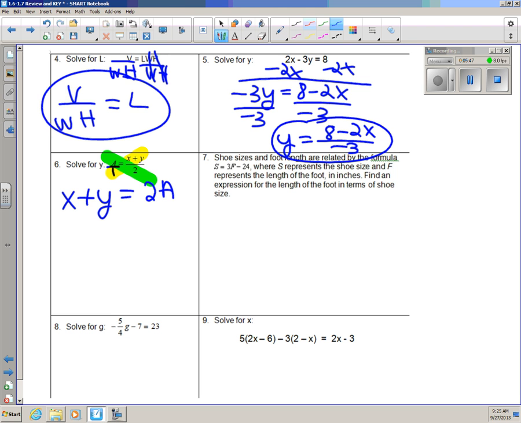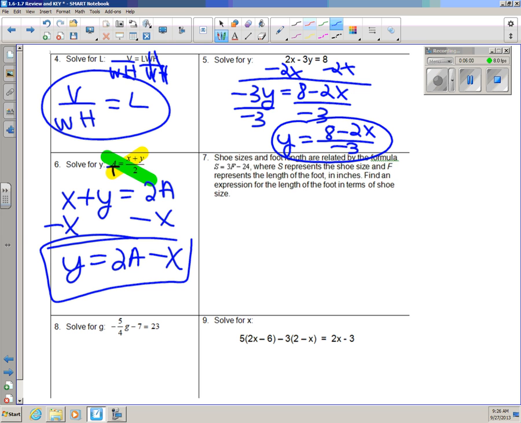So then the question is, okay, if I've got to get y alone, what's being done to y? It's being added by x. So I'm just going to subtract x on both sides. y equals 2a minus x. And you're done.